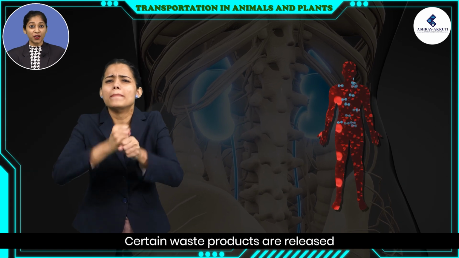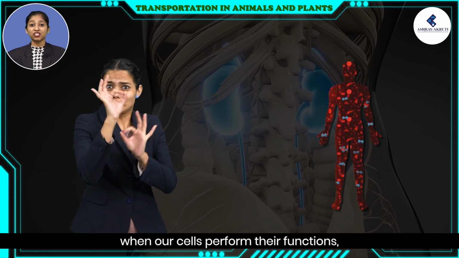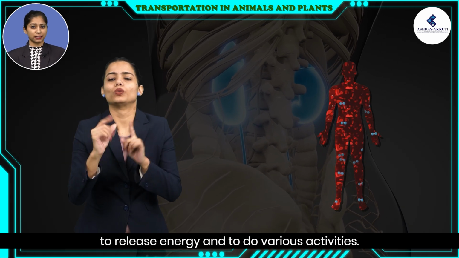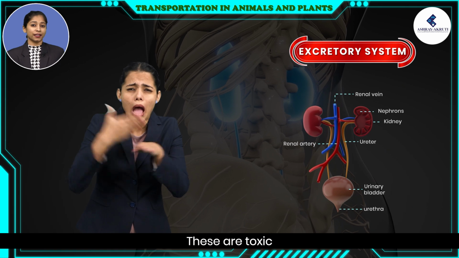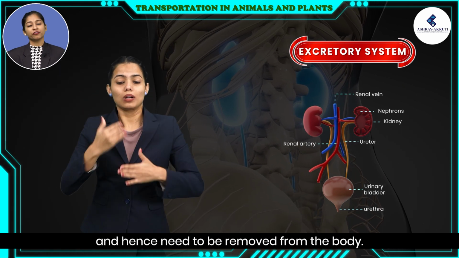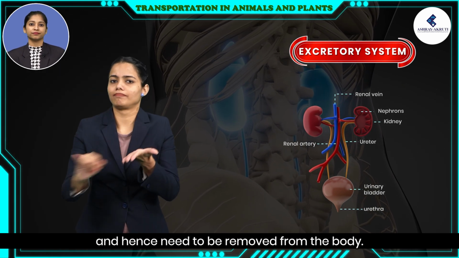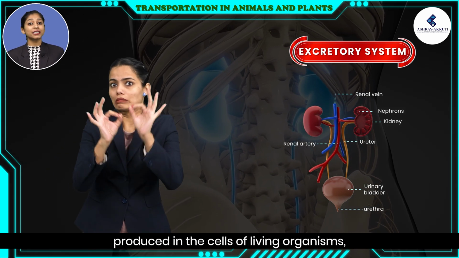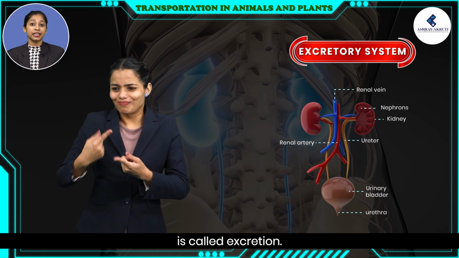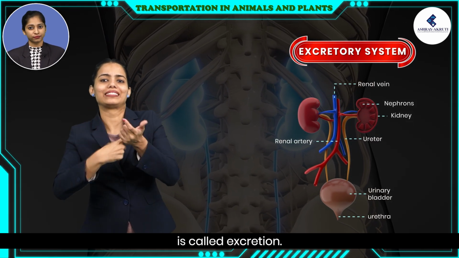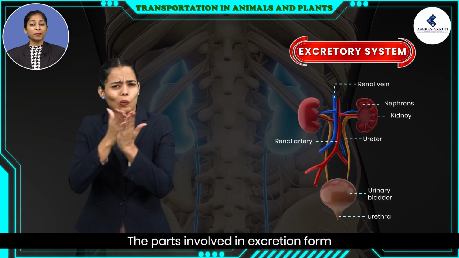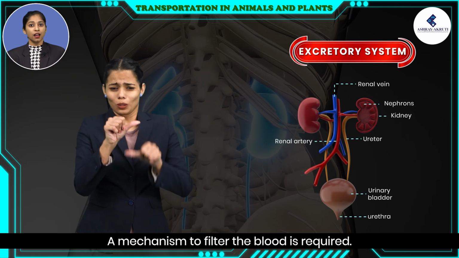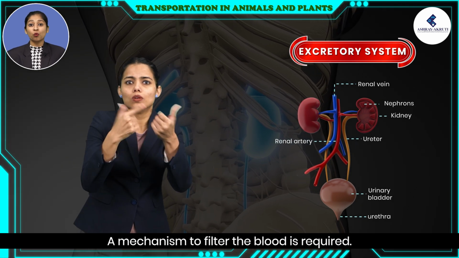Certain waste products are released when our cells perform their functions to release energy and to do various activities. These are toxic and hence need to be removed from the body. The process of removal of waste produced in the cells of living organisms is called excretion. The parts involved in excretion form the excretory system. A mechanism to filter the blood is required.